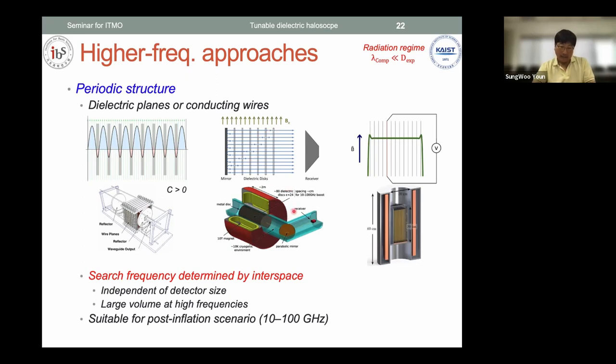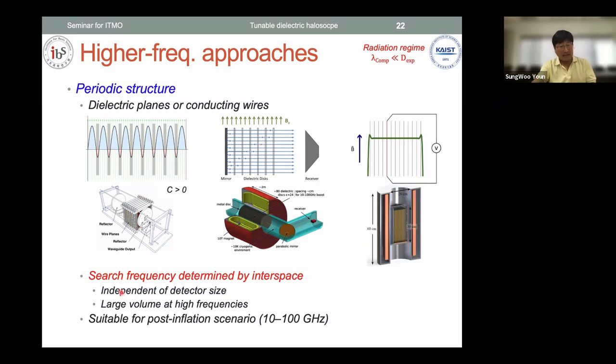And this is basically the basis of the MADMAX concept, which required a lot of effort. A few years ago, there was a very nice idea about the plasma haloscope. You put conducting wires around; this can be treated as a wire metamaterial. That's why you have a very flat electric field that can be generated, which basically enhances the form factor. And then the ALPHA consortium is following this concept and trying to set up the experiment nowadays. The bottom line is that the search frequency is determined by the inter-spacing of the wires, like this.